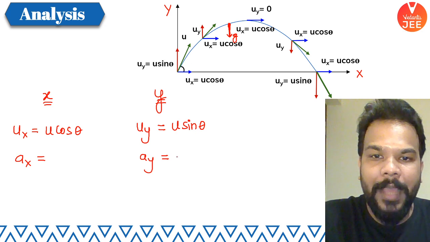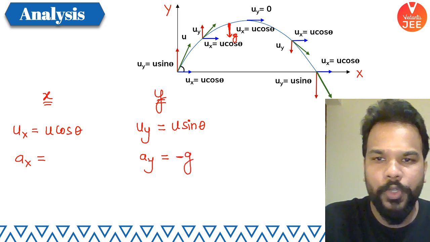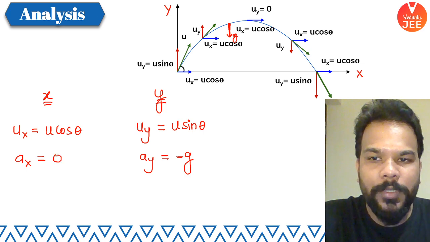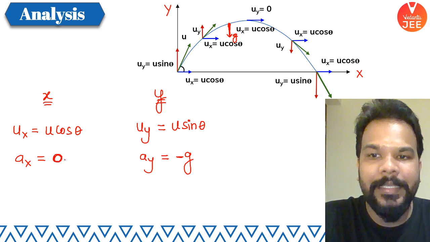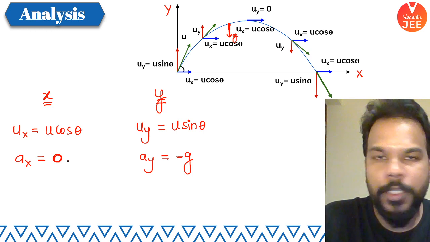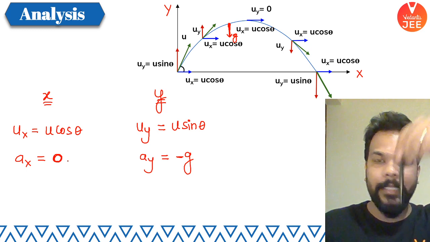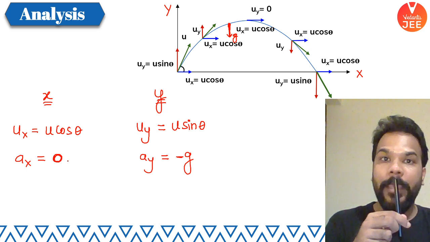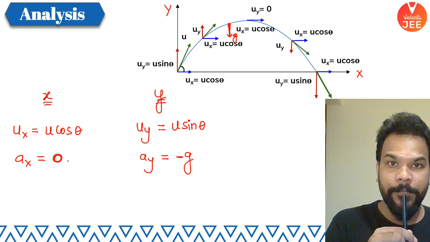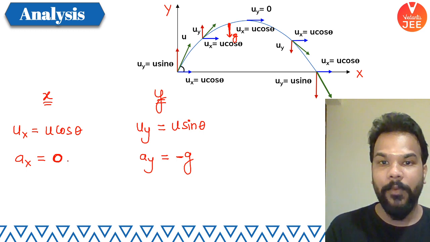So the vertical acceleration is going to be minus g, same as that of vertical motion. And horizontally there is no force acting, so there is no acceleration involved at all. Okay guys, no force, no horizontal acceleration, but vertically there is a force which is acting downward. That is why the acceleration is minus g, because of the direction of the force. The force is acting along the negative y direction.